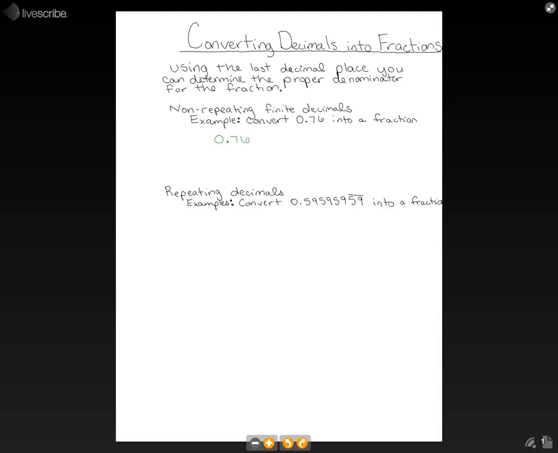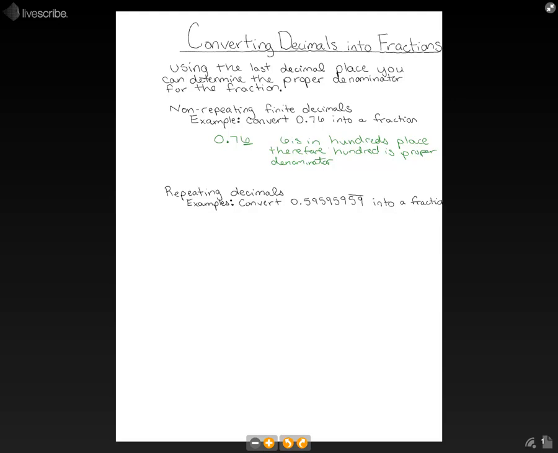So 0.76, the last digit is a 6, and that's in the hundredths place. So therefore, 100 is the proper denominator. So we're just going to have our 76 on the top.